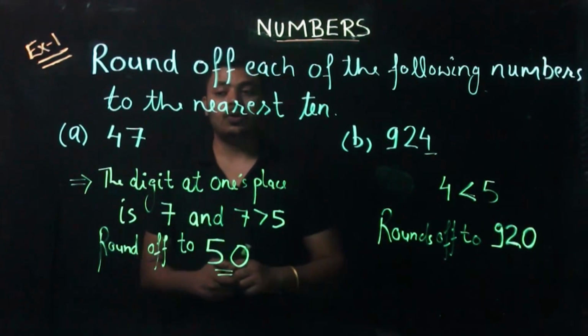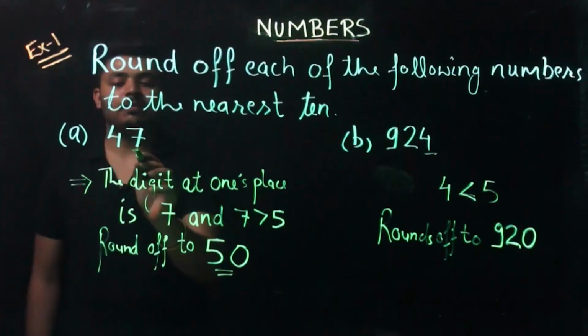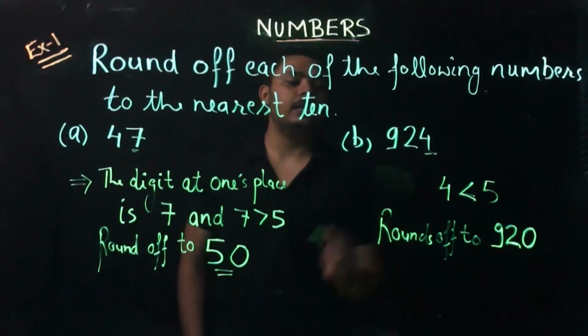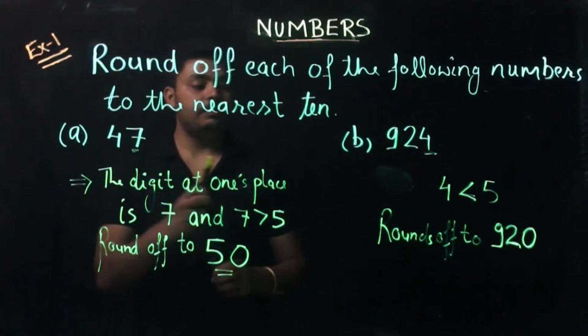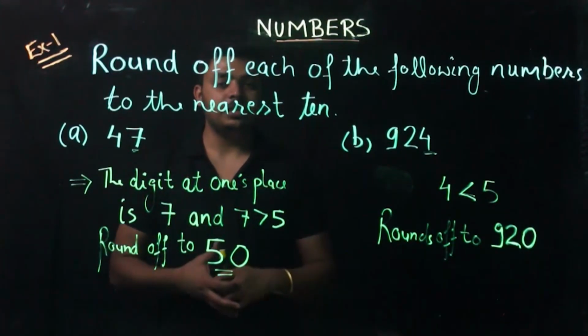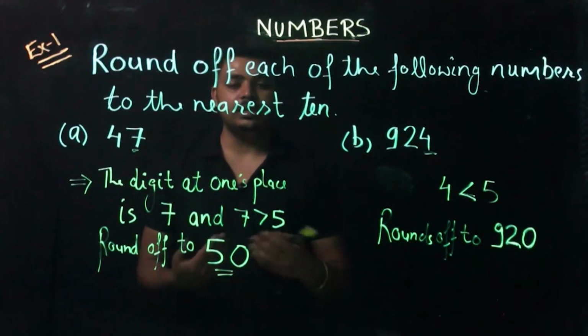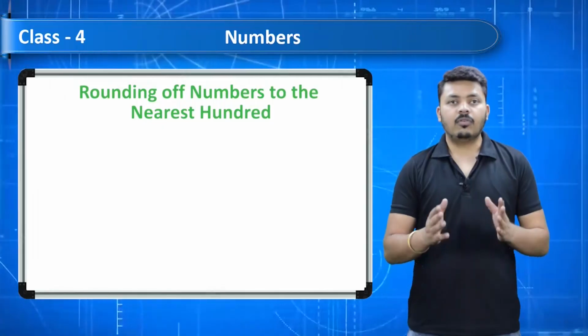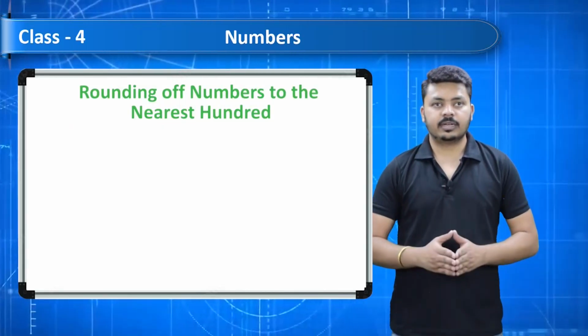So I hope you have understood how to round off a number to the nearest 10. What we need to look for is the number at ones place, like in the two examples A and B. So now take a look at our next example. Rounding off numbers to the nearest 100.